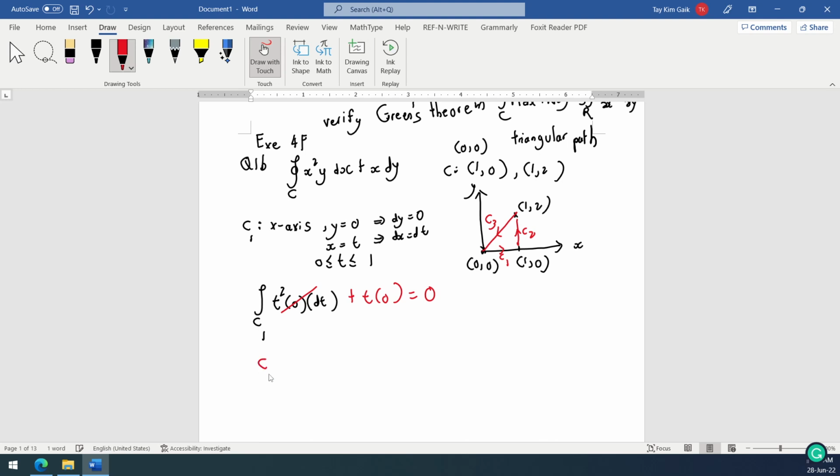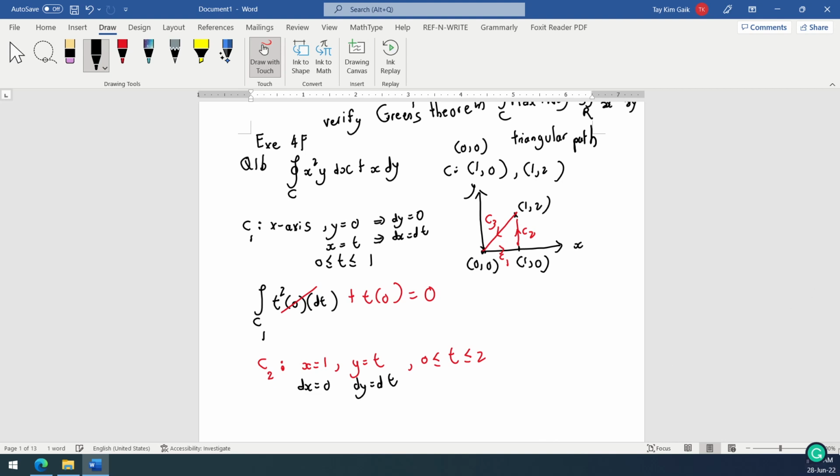And then you do curve C2. On C2, the constant is x equal to 1. And then y moves from 0 to 2. Let y equal t, where t is y, moving from 0 to 2. Then you find dx is 0, dy equals dt.